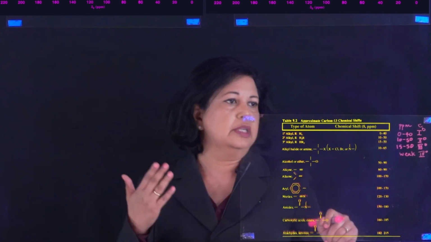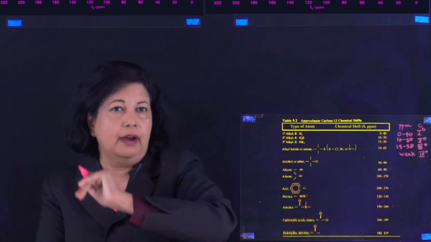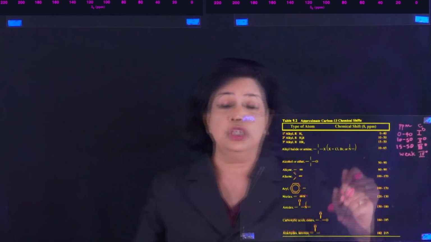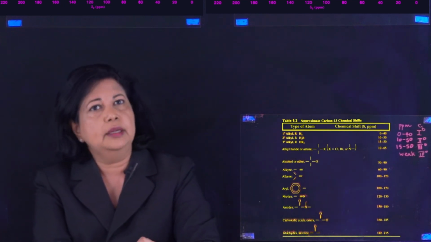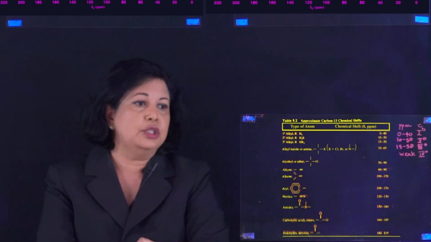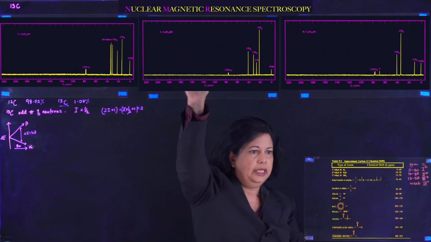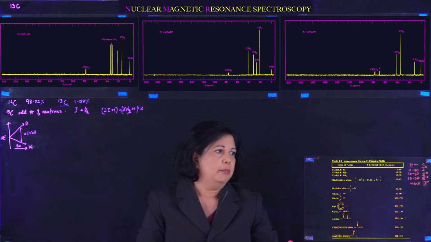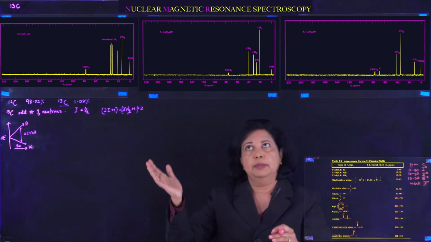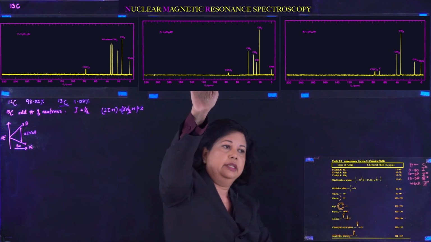Now, if you have electron withdrawing groups such as chlorines or bromines or nitrogens, it could shift from between 10 to 65. If you had an oxygen, it could shift 50 to 90. And just like in a proton spectra, if you had double bonds, then your region really shifts over here about 100 to 170. Benzenes and, you know, double bonds would be in that middle region here.